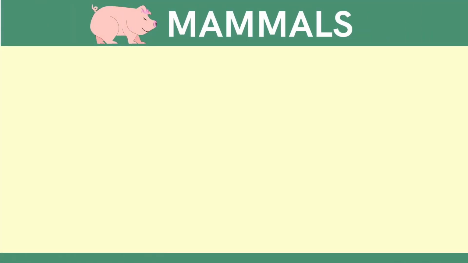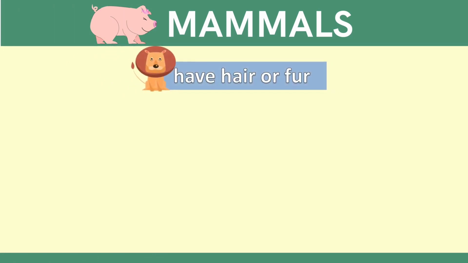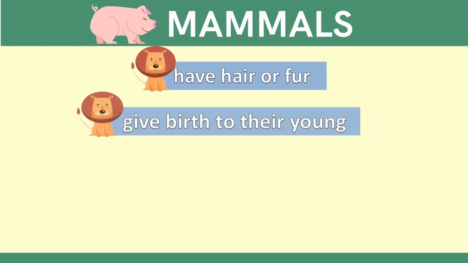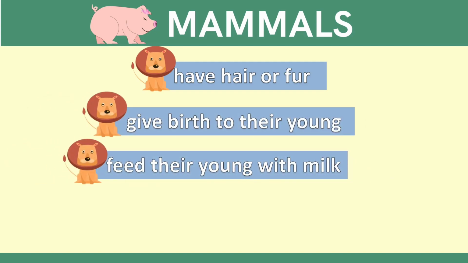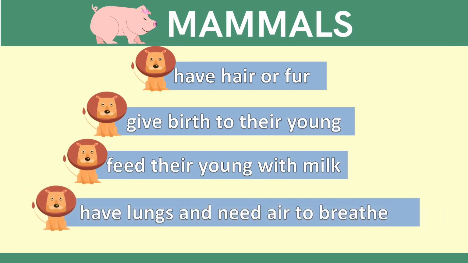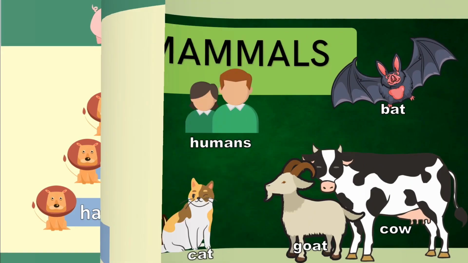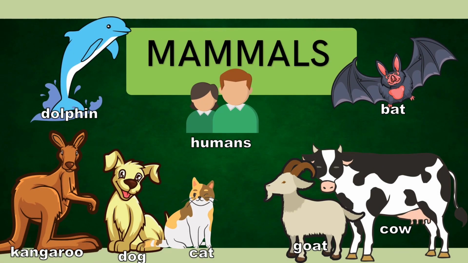Now class, let us read the characteristics of mammals. Mammals have hair or fur. Mammals give birth to their young. Mammals feed their young with milk. Mammals have lungs and need air to breathe. Other examples of mammals are dolphin, humans, bat, kangaroo, dog, cat, goat, and cow.